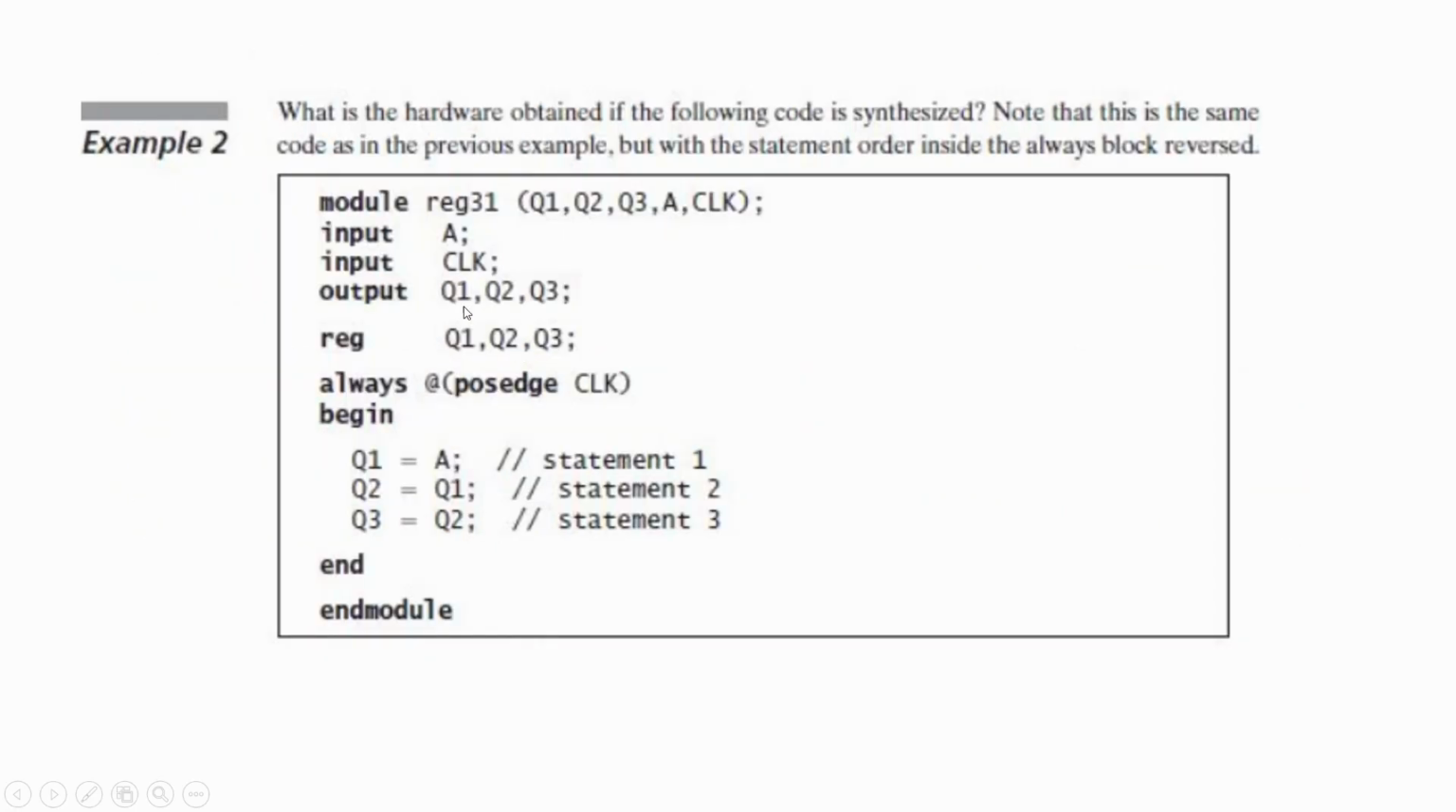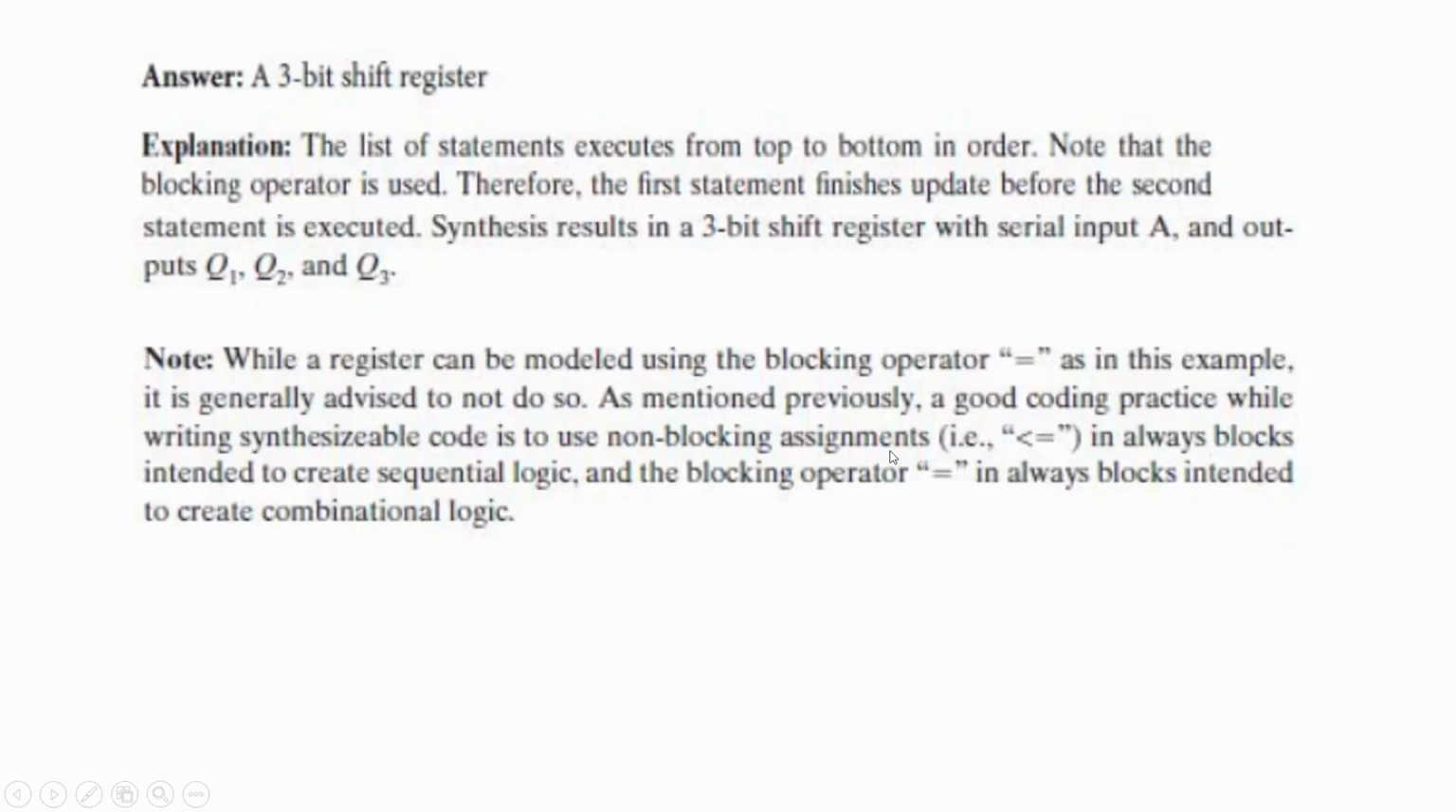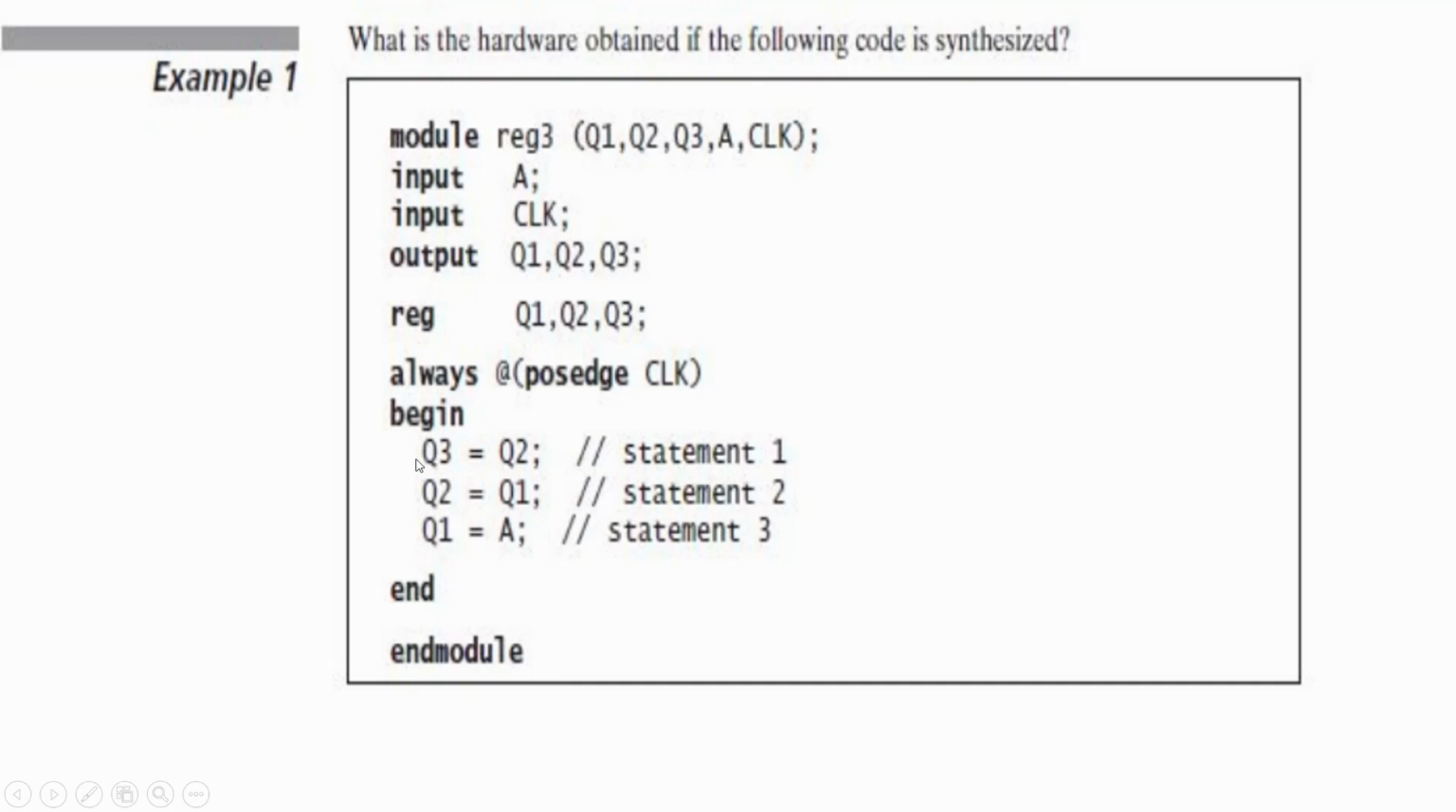Now we have a second example. What is the hardware obtained if the following code is entered? Note that this is the same code as in the previous one, but the statement order inside the always block is reversed. So this is a good example. In our first example, we used the non-blocking operator in a correct manner so that we could get a 3-bit shift register.